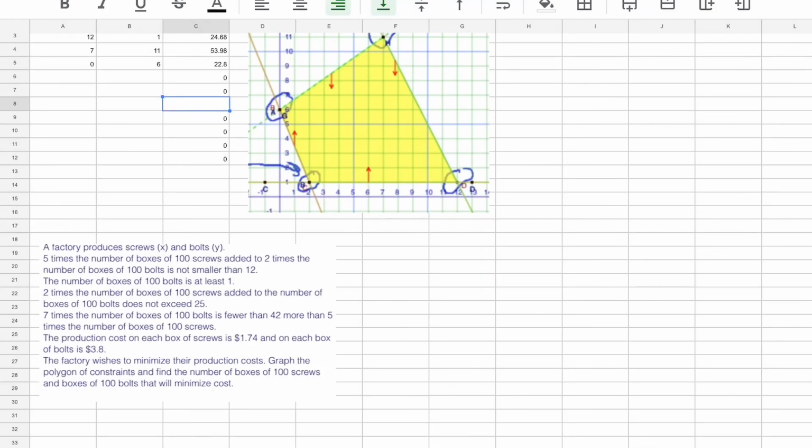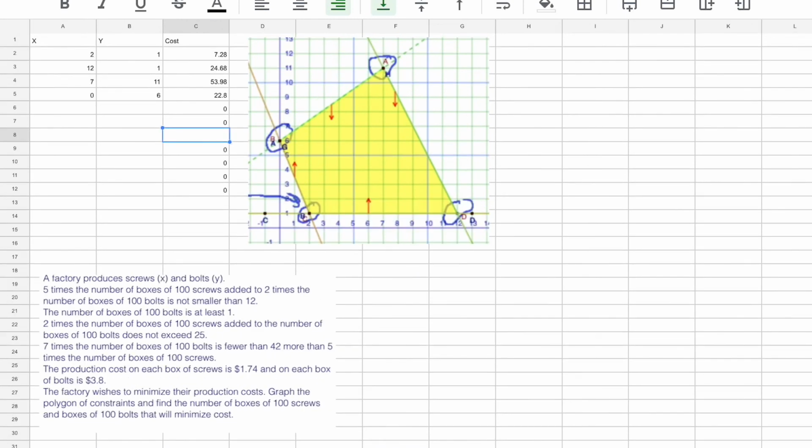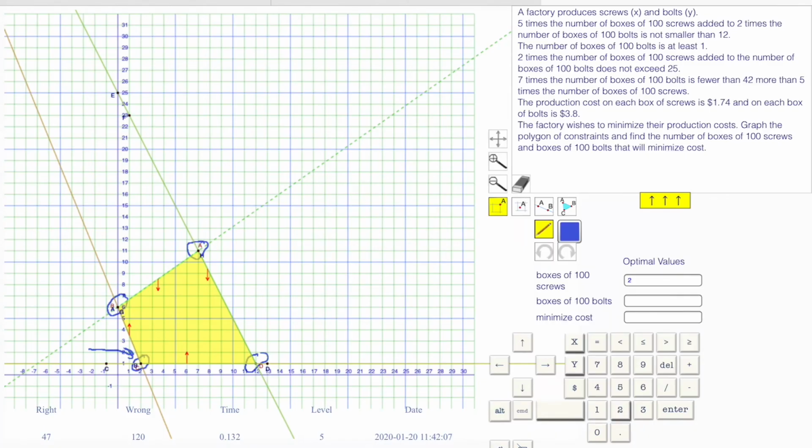We are after the minimum cost, which is 7.28. If we have 2 boxes of screws and 1 box of bolts, our production cost is down to 7.28. 7.28 with 2 and 1. 2 boxes of screws, 1 box of bolts, and $7.28. Don't forget your dollar sign. And then we press enter.